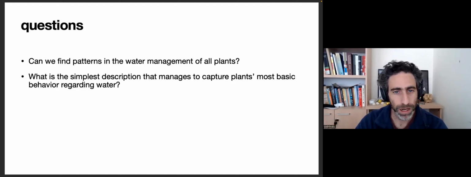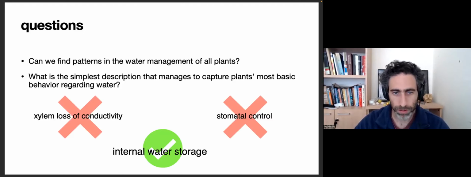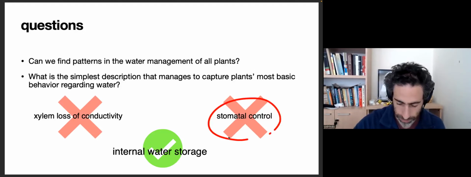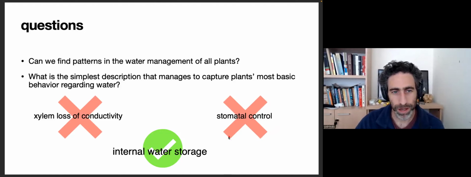And the second question I would like to ask today is, what is the simplest description that manages to capture plants' most basic behavior regarding water? So two very broad questions. And plants can act in many, many ways. And here are three ways. For example, they can regulate their stomata, open and close their pores to let water out of their leaves.